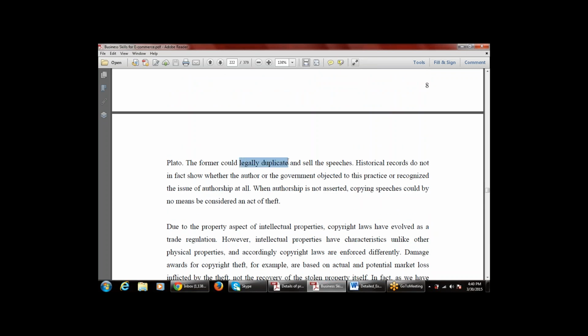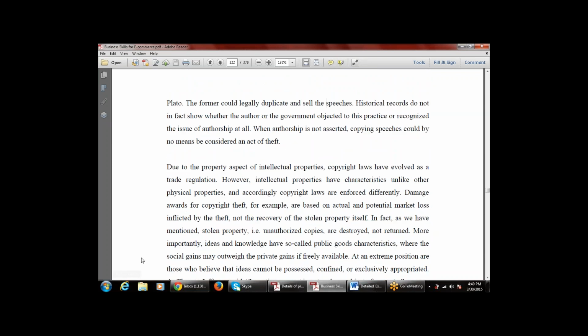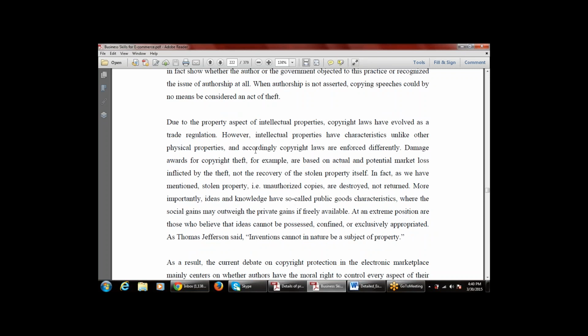The former could legally duplicate and sell the speeches. Historical records do not in fact show whether the author or the government objected to this practice or recognized the issue of authorship at all. When authorship is not asserted, copying speeches could by no means be considered an act of theft. So due to the property aspect of intellectual property, copyright law is also considered a trade regulation.